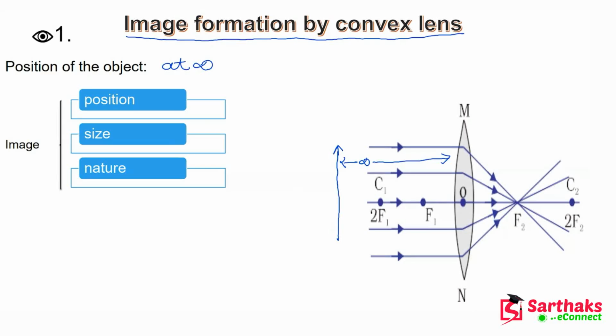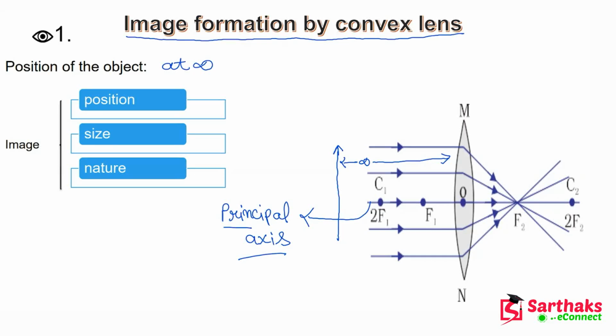Here you can see this is a ray which is coming parallel to the principal axis. This is our principal axis. Let me write it here for you: principal axis. This ray is coming parallel, and after refraction, it is meeting at this point F2. This is another ray, and after refraction, it also meets at F2. This is also a ray meeting at F2. So all the rays are meeting at this point F2.